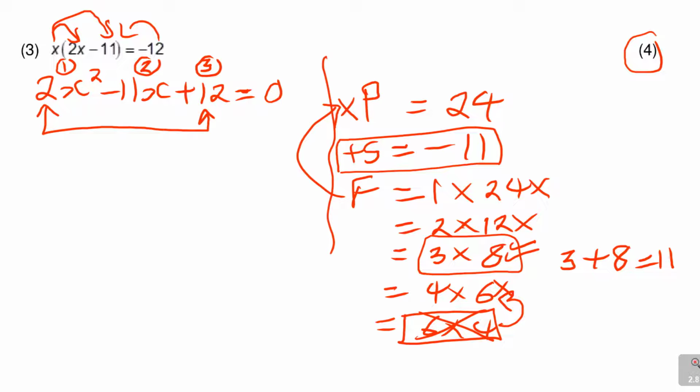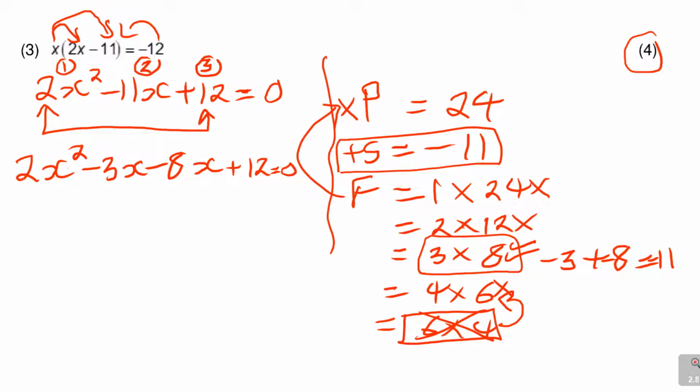But I don't need a positive one. I want a negative. You just put minus, minus. Then it becomes minus 11. So there it is. It becomes 2x squared. So instead of negative 11, it is minus 3x, minus 8x, plus 12 equal to 0. That's how I usually do it.